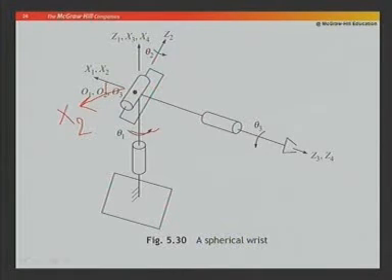Then we have a, the distance between z 1 and z 2. Again z 1 is here, z 2 is here, no distance, 0, and the angle between z 1 and z 2 about x 2 is 90 degrees here. So, that is pi by 2. So, we go back.